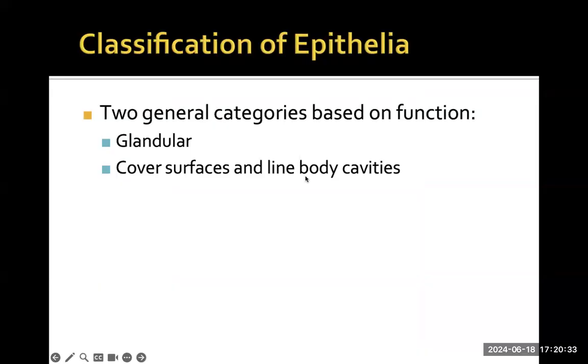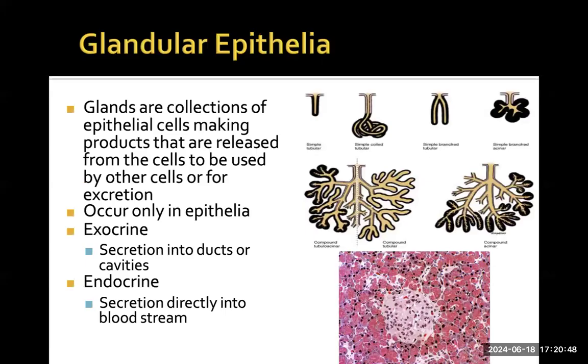Okay, so there's different types of epithelia. What we're going to start to do is start by classifying them by basing them on two general categories. Are they glandular, or do they cover surfaces and line body cavities? Glandular epithelia, so you have glands that are collections of epithelial cells that make products that are going to be released from the cells to be used by other cells for excretion. So they're going to be releasing their contents, and it's going to be moved to another cell for use.